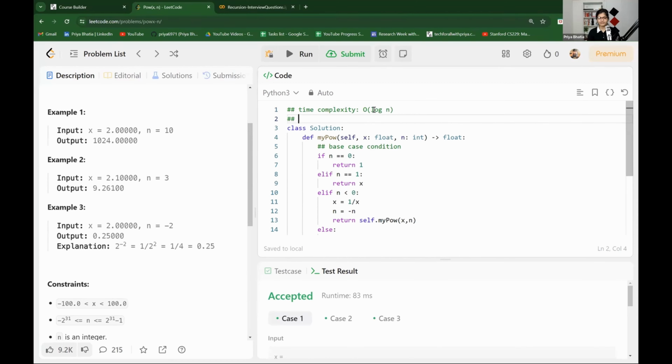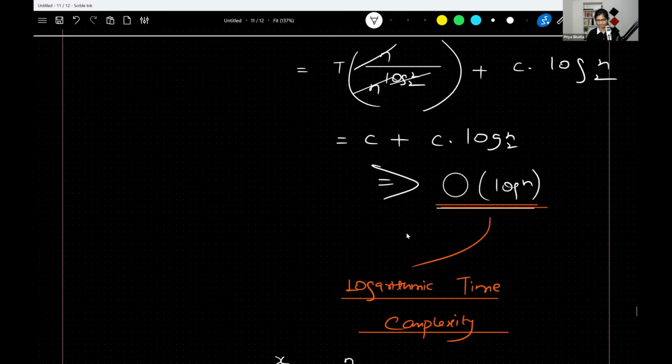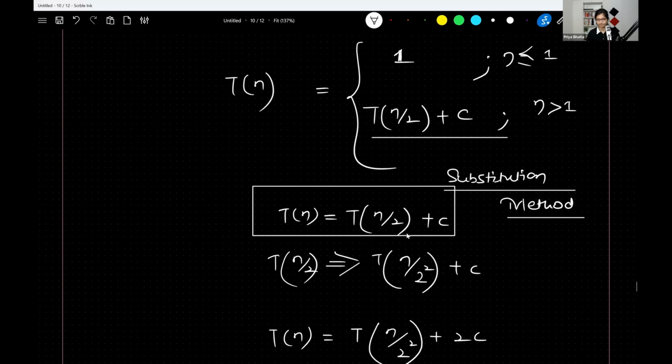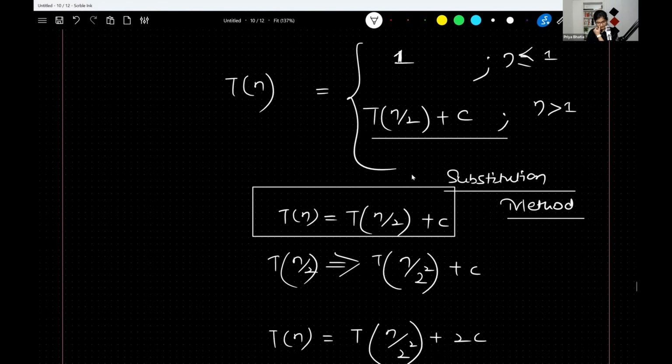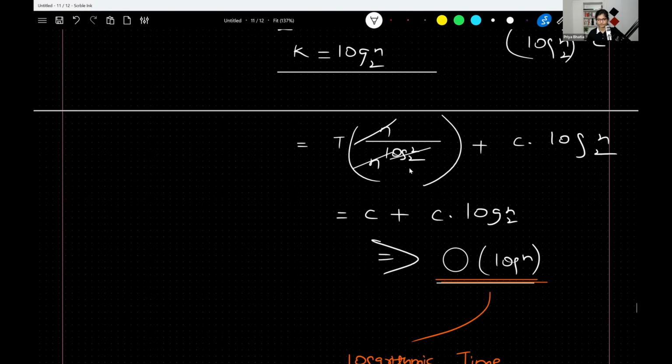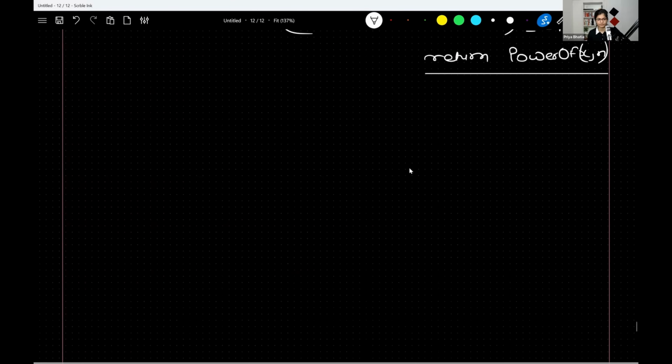The space complexity. What will be the space complexity? I think we didn't talk about that yet. So what is the space complexity of this particular code? What do you think? Let's talk about the space complexity aspect as well.